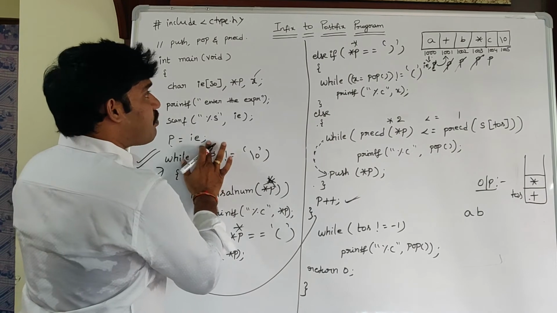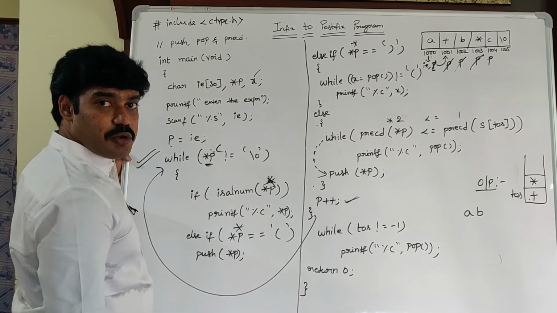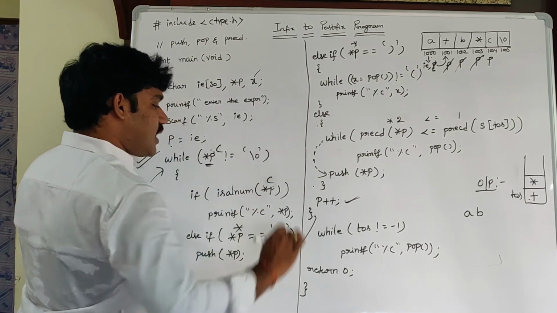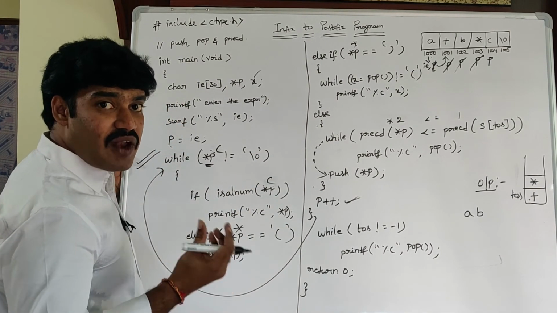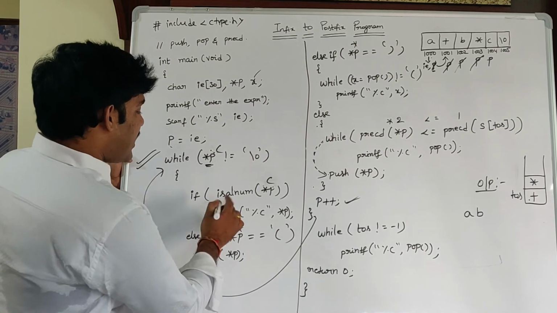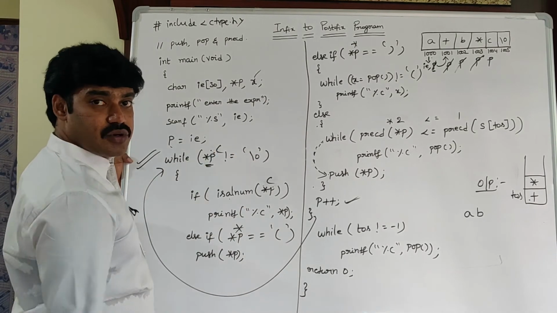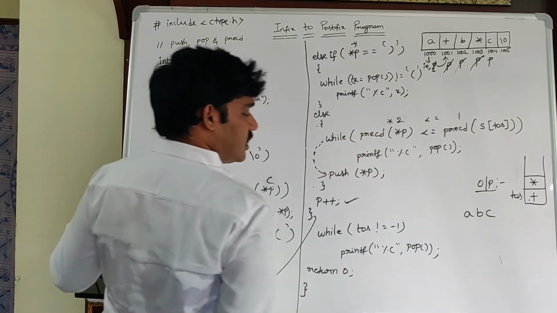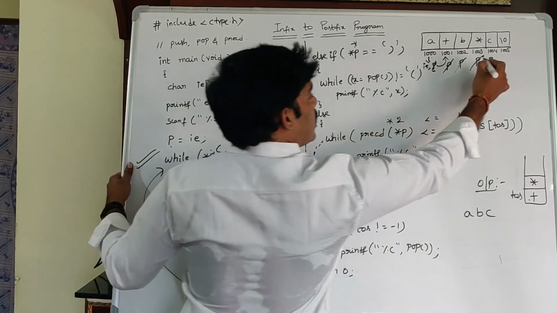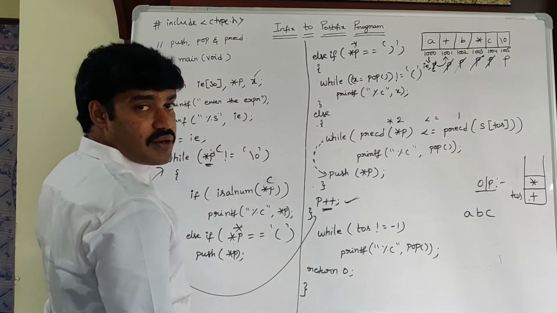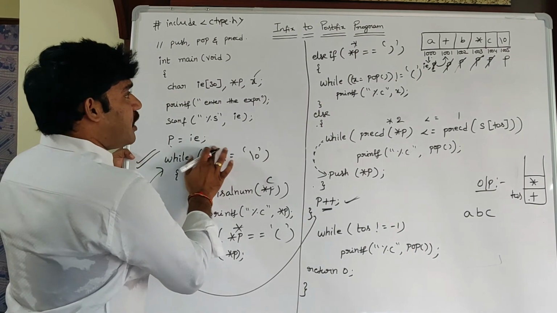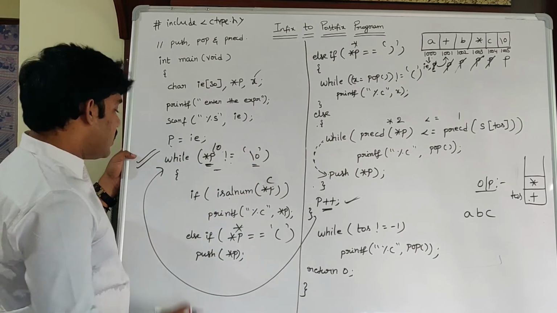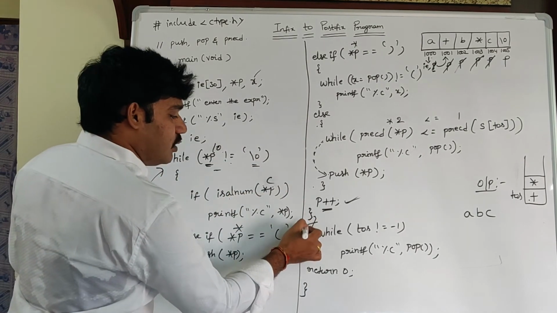While *p means c is not equal to \0, the condition is true. Is alphanumeric of *p, that means is alphanumeric of c? Is c an alphanumeric character or not? Yes. Then it returns non-zero. If of non-zero, the condition is true, so printf directly outputs c. Next, p++. Now p points to the 1005 memory location. *p means \0, not equal to \0, the condition is false. Coming out of this entire while.